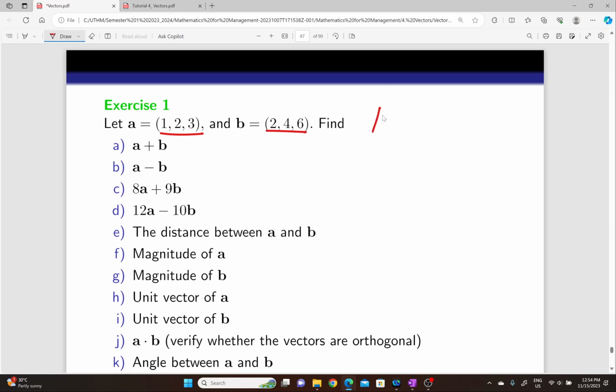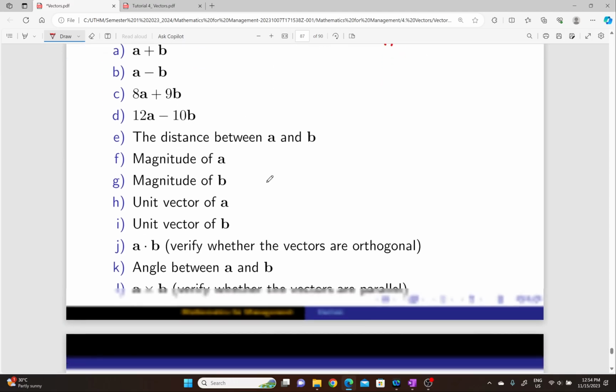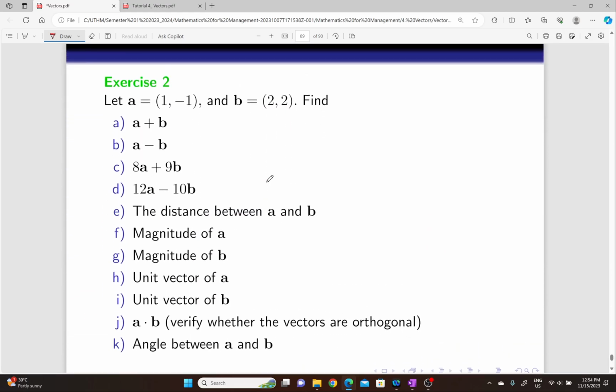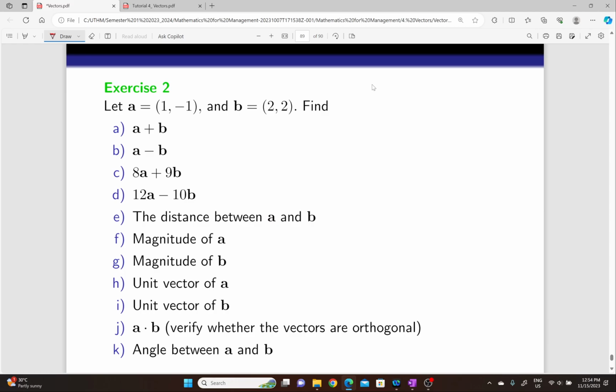This one is for 3 dimensions. When I say 3 dimensions, I normally write R cubed. Okay, vectors in R3 means if you see 3 numbers. Sometimes in the definition I use this notation, R3, real numbers, and for exercise 2 I give in R2. Okay, in 2D only.